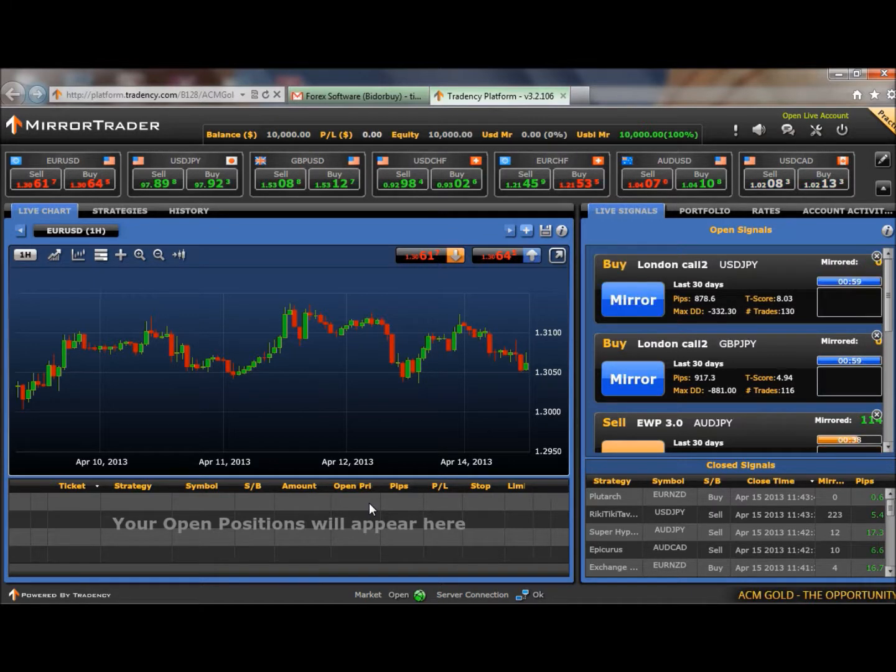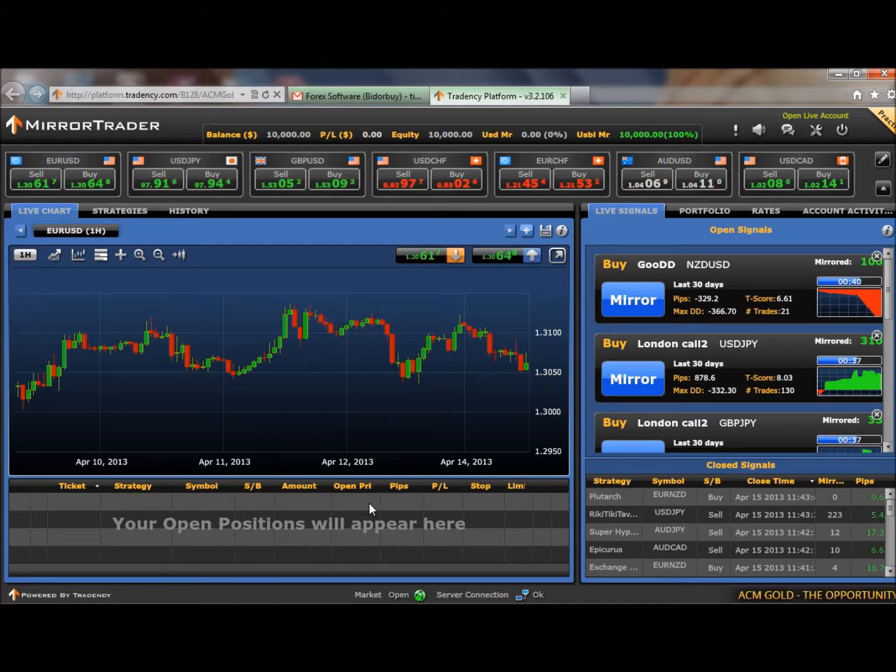Alright, the Mirror Trader gives you three options. The first being manual trading. Manual trading we're not going to spend a lot of time on, because manual trading is where you actually have to do a course and learn how to trade. It takes very long. It takes a lot of practice, and probably 3 to 4 years before you actually get to trade decently through manual trading.